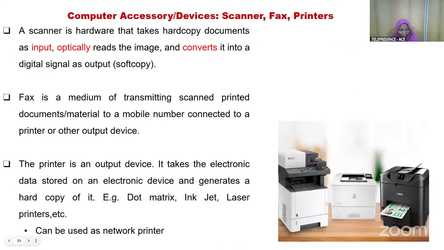And of course, you have printers, which is an output device, gets you the hard copy of your documents. It can be used as a standalone, and it can also be used as a network printer.